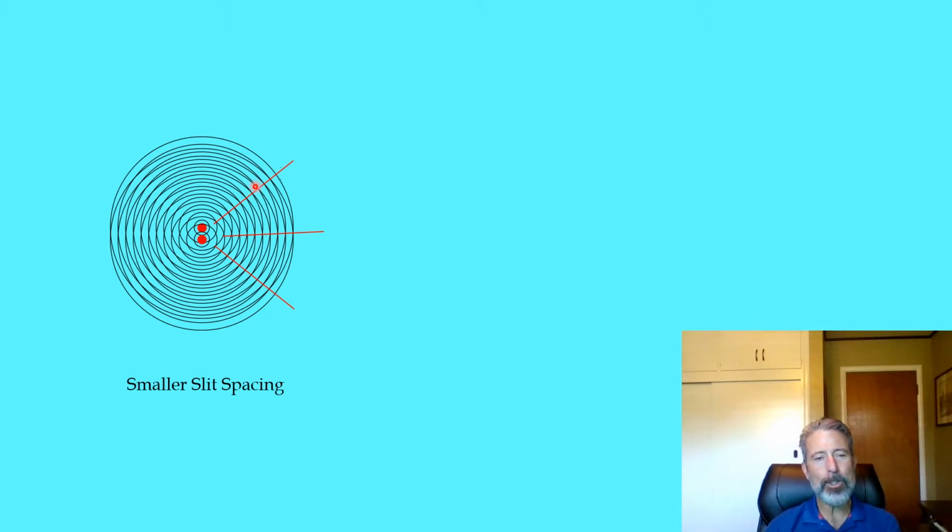Okay, so notice the angular separation of those bands, those regions of constructive interference, when the waves emitted are pretty close together, suggesting a small slit spacing. Let's now take a look at the case corresponding to a larger slit spacing.